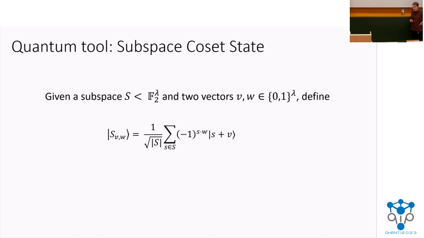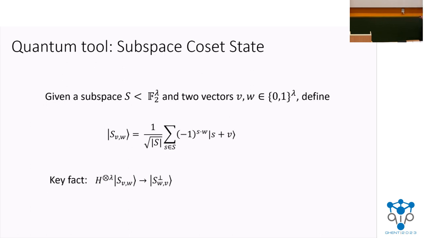And so the main quantum tool we're going to use to achieve this is by now pretty standard in the literature. It's called the subspace coset state. So it's defined by a subspace, in this case in F2 to the lambda, and two vectors, V and W. So V defines some coset in the primal space, and the state itself is going to be a superposition over the vectors in this coset. And then W will be encoded in the phase and define the coset in the dual basis, right?